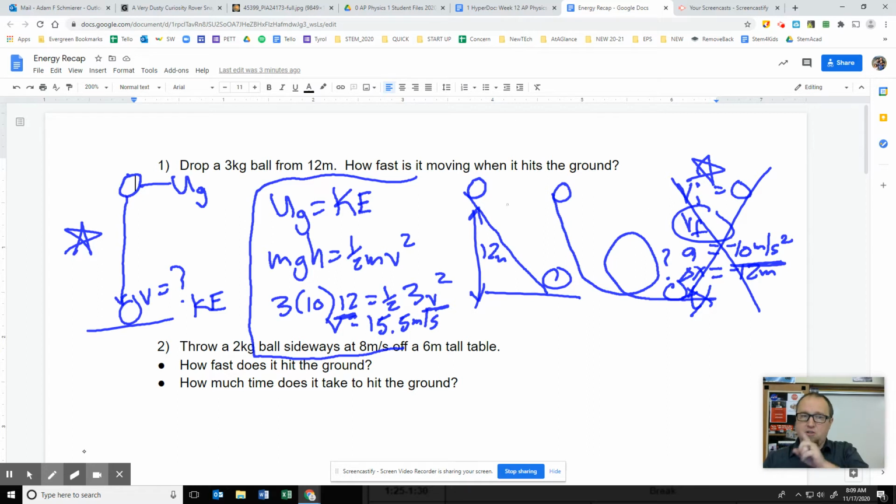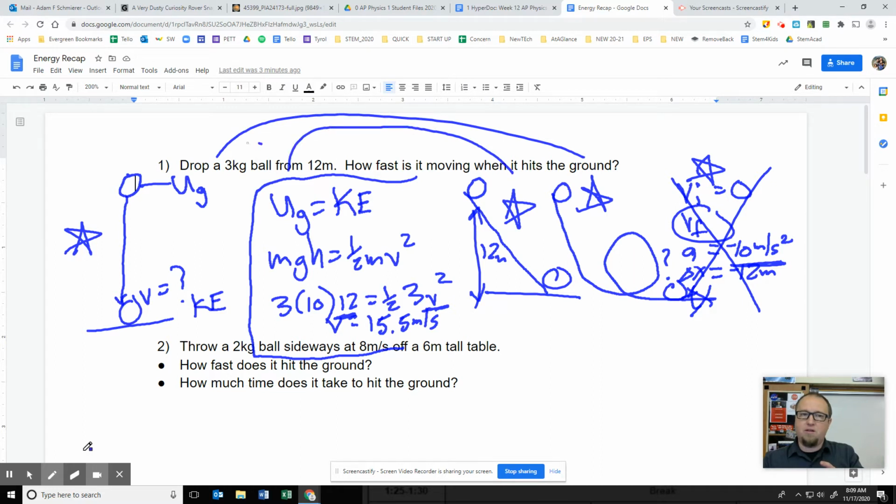The limitation is that energy works with all three of these. I meant to have all these arrows go here. Energy works with all of those. I want you to see the limitations, but I don't want you to say, oh, I can't use that anymore. You can, but you can only use it if it's going straight down.